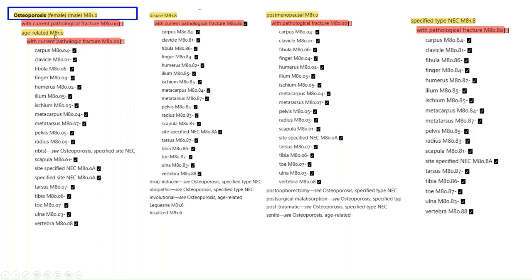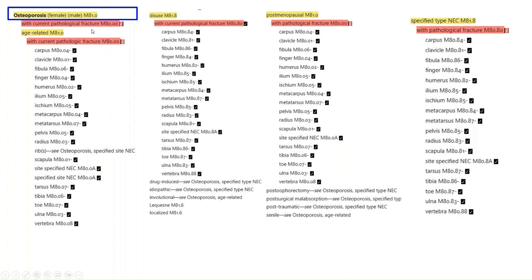If it is age related, you're back to the M81.0. If it's with a current pathological fracture, back to M80.00 and then follow it with your check. You continue to move along. You have disuse. This pushes you back to the M81 category. Again, with pathological fracture, back to M80. Postmenopausal, that's going to push you into the M81 category. With pathological fracture, back to M80. Specific type, not elsewhere classified, M81. If there is a pathological fracture, M80.0.